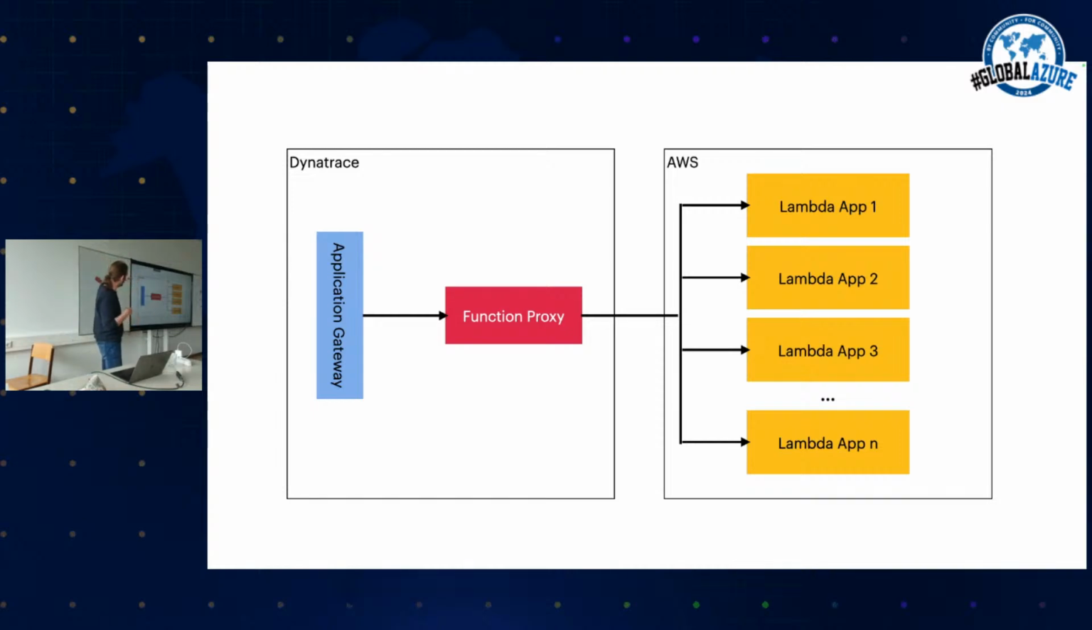We have the application gateway where all those requests are coming in. If this is a request to a function execution, it hits the function proxy. The function proxy then invokes a Lambda that's deployed on AWS. So we package our apps in one specific Lambda. This Lambda is being booted up, being executed, and we get the result.